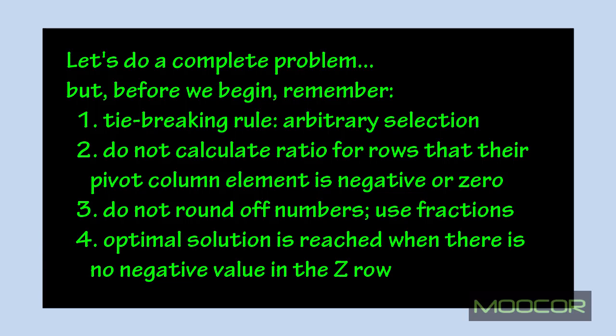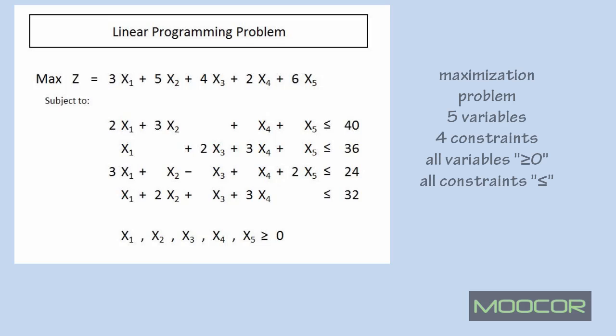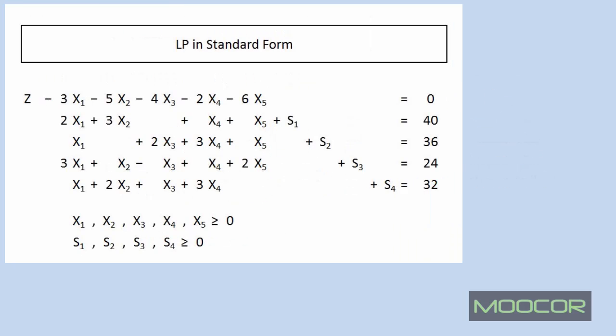And the optimal solution is reached when there is no negative value in the 0 row. So steps are pretty simple. In this problem, I have a maximization problem with 5 variables and 4 constraints. All variables are greater than or equal to 0. All constraints are in the form of less than or equal sign, which clearly would identify my starting basic feasible solution as the origin. I will write the problem in standard form.